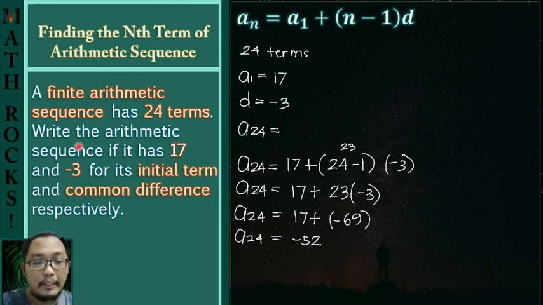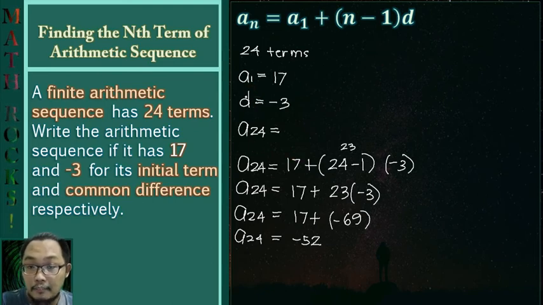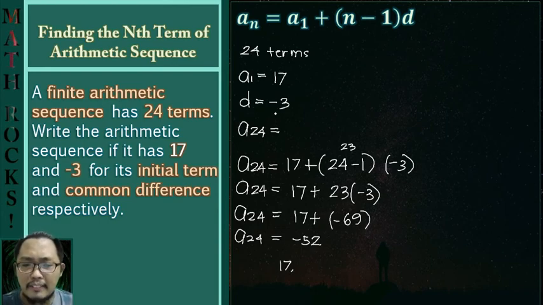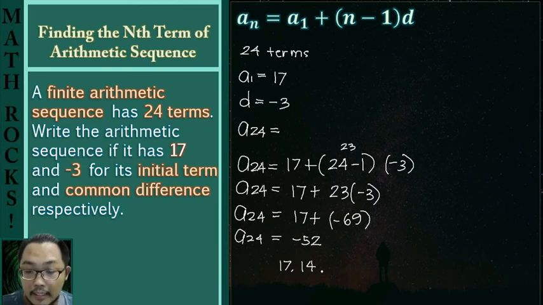And since our goal is to write the finite arithmetic sequence with all of this information, then we may start with our first term, a sub 1, which happens to be 17. Since the common difference is negative 3, based on what you have learned about the definition of arithmetic sequence, we may continuously add this negative 3 to the preceding number so that we get the next succeeding numbers. Doing so, we have 17 plus negative 3, which is positive 14. Adding another negative 3 gives us positive 11.